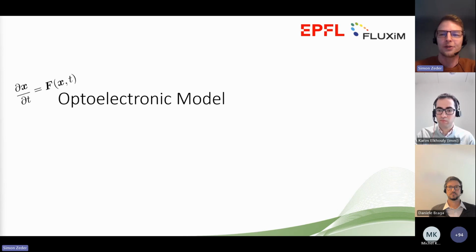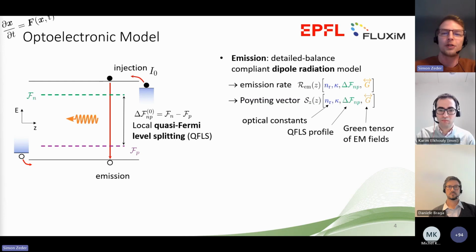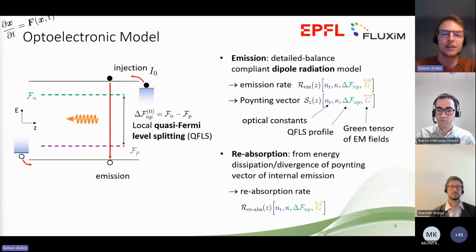Okay, a very quick introduction to the optoelectronic model that we use. We start with a device out of equilibrium with some finite quasi-Fermi level splitting. Then our optical model provides local emission and power flux rates, which only depend on the local optical constants, the quasi-Fermi level splitting, of course, and the electromagnetic Green's tensor, which describes the optical environment. Secondly, it also directly provides the local reabsorption rates throughout the device from the same input.